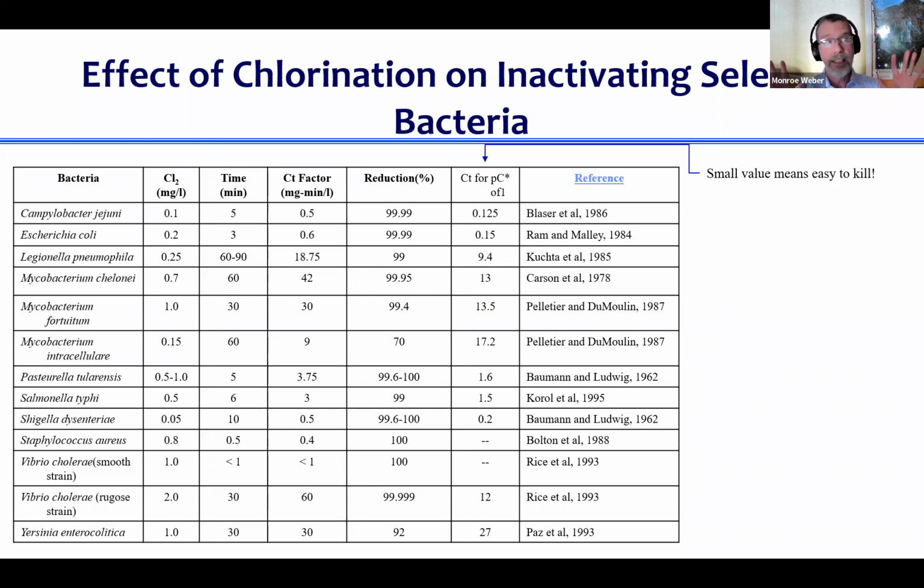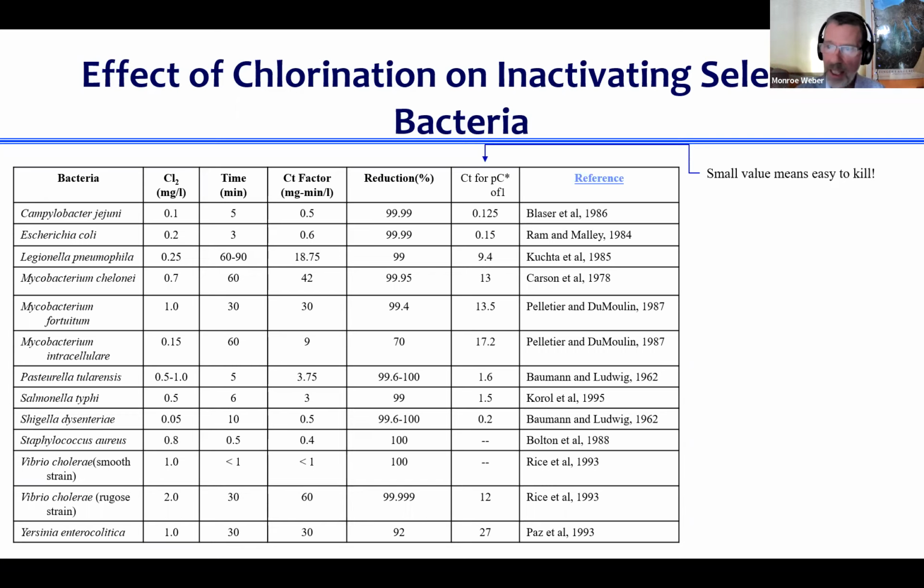So all of that to say that if you have a PC star of 0, it means that you did nothing and what's coming out of your system is the same as what went in. A PC star of 1 means that you removed 90% because you're down to 0.1. A PC star of 2 means that you removed 99%. You're down to 0.01. Okay, so you would like a high PC star. That means that you're doing a great job of removing things.